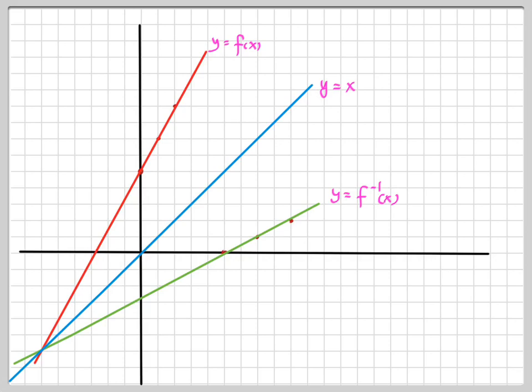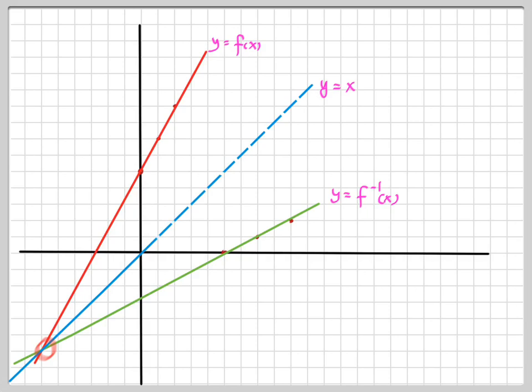So extend the line. Of course, you would be using a ruler. Extend the line y = f(x), y = f inverse(x), y = x, so that it's a hard and fast rule that if these 3 lines are going to intersect, they will intersect on the line y = x. It's a hard and fast rule.